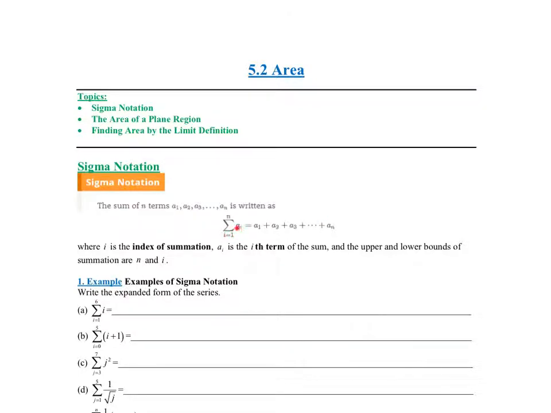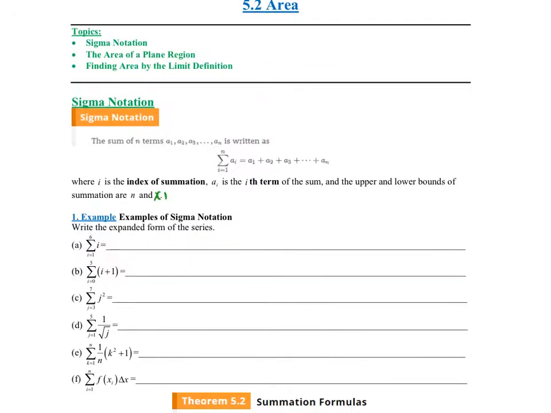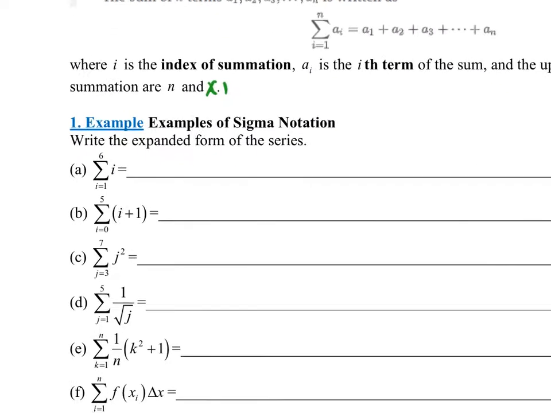So the first time you would have a sub 1 plus, now increment i, a sub 2 plus, a sub 3, and you're going to keep on doing that all the way until you meet the upper limit, which is n. So it says where i is the index of the summation, a sub i is the ith term of the sum, and the upper and lower bounds are n and 1. So n is the upper bound, 1 is the lower bound. So that should be n, and that should be a 1 right there. Okay? All right. So let's make sure you understand sigma notation and how to do it.